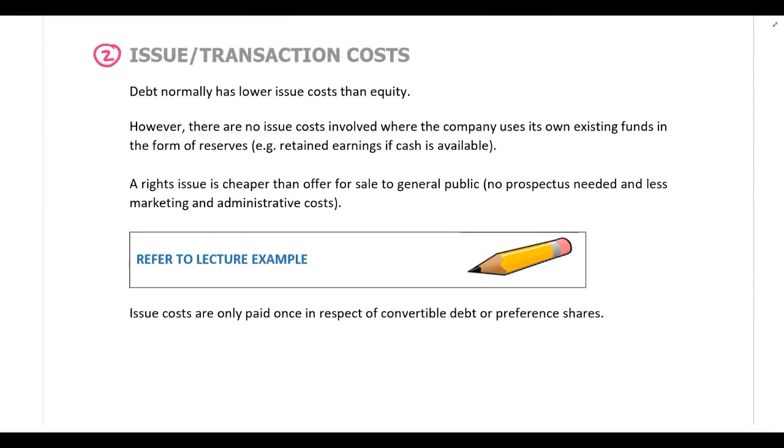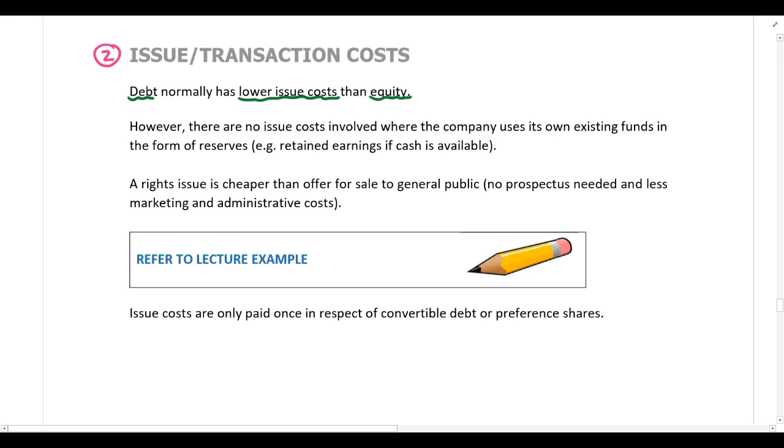Then the next heading that you need to consider is issue or transaction costs. So guys, whenever a company raises new debt finance, so they enter into a loan agreement, they issue debentures, whatever they're looking at, or if they issue new shares, there will be issue or transaction costs. And debt normally has lower issue costs than equity.